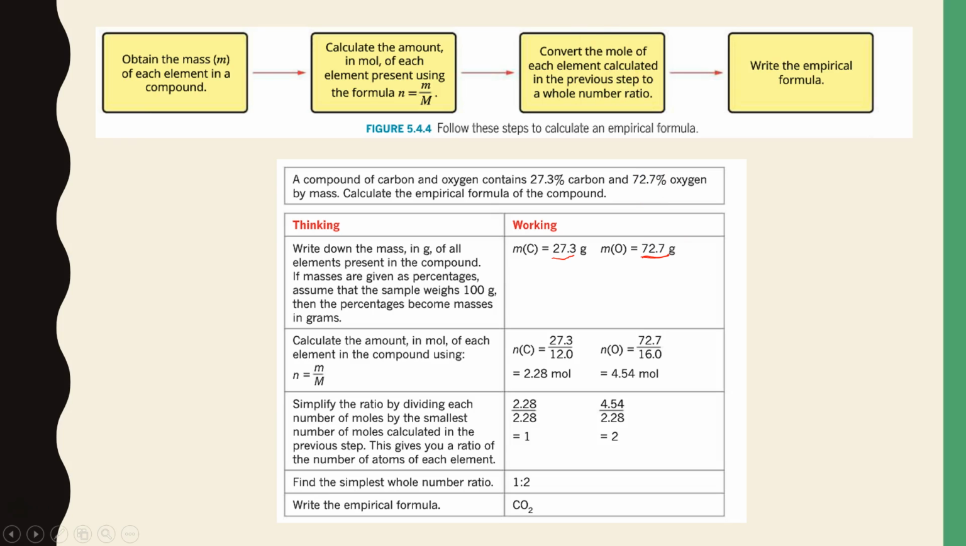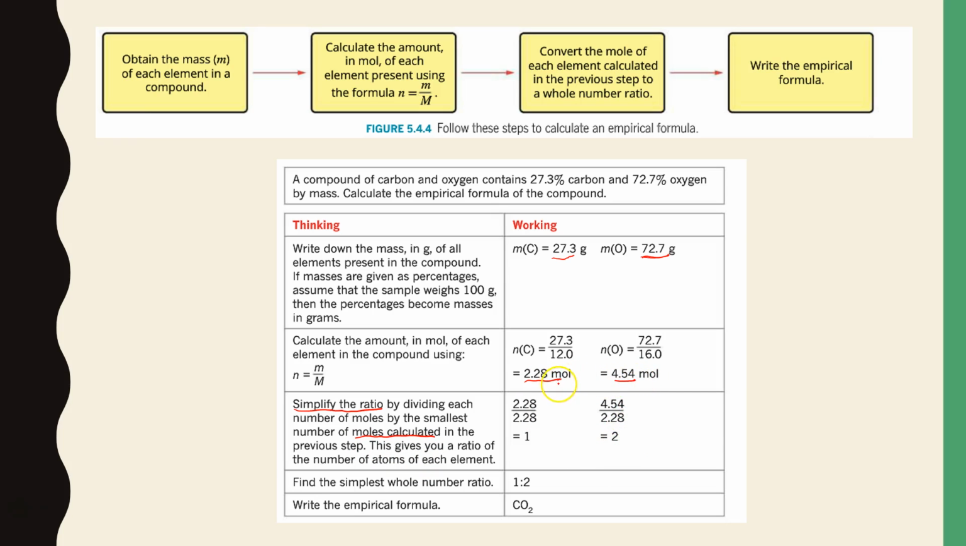From there, as the flowchart says, you've got the mass of each element, you then calculate the amount in mole. So to calculate the mole of carbon, we simply divide by the molar mass, which gives 2.28 mole, and we find the molar mass of oxygen, which is 16, and we use that to divide our mass, giving us 4.45 mole of oxygen. From there, we want to find the simplest whole ratio, the key here, the simplest whole ratio of those two elements. So we divide the numbers by the smallest number of moles calculated in the previous step. So here we had 2.28 moles calculated, and we had 4.45 moles there.